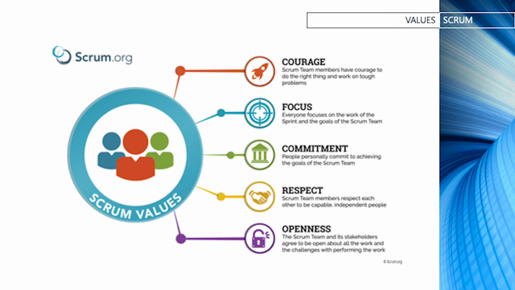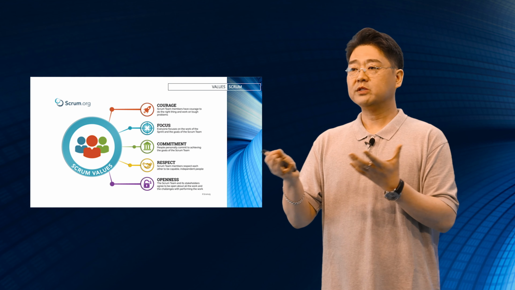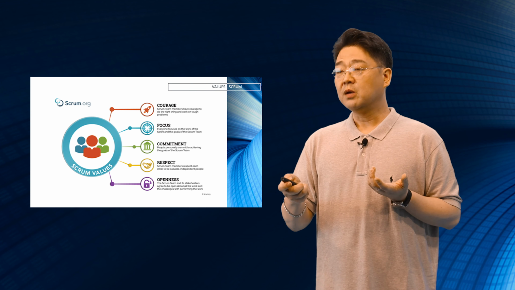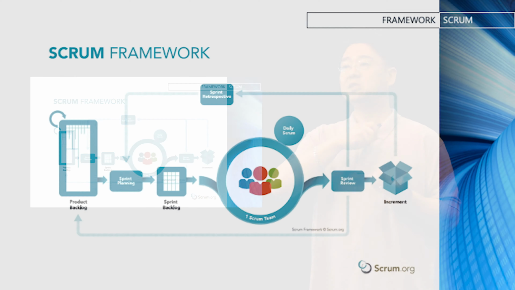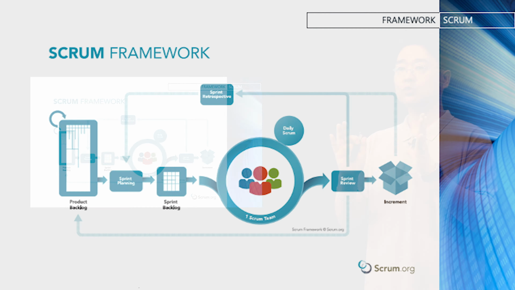If you go to scrum.org, it's an organization that promotes the value of Scrum. They talk about the values of Scrum: courage, focus, commitment, respect, and openness, which is really good. But more importantly, you need to keep this in mind and not forget. This is how things work.